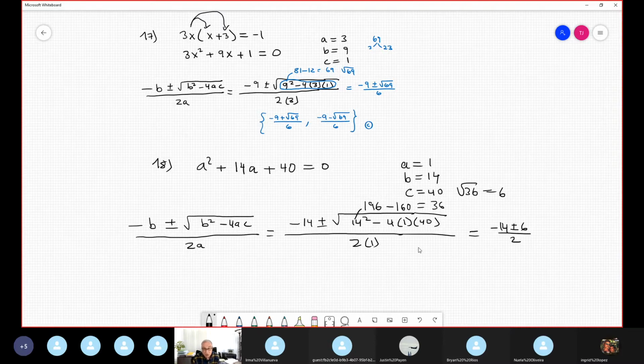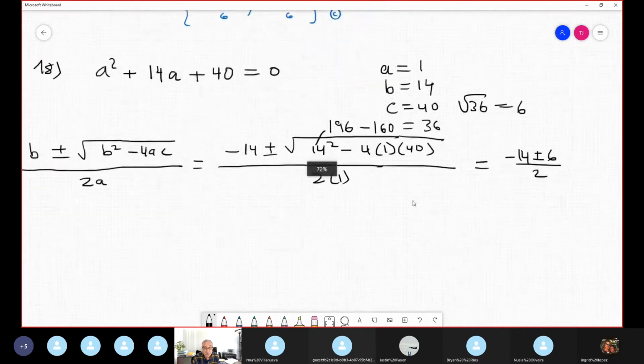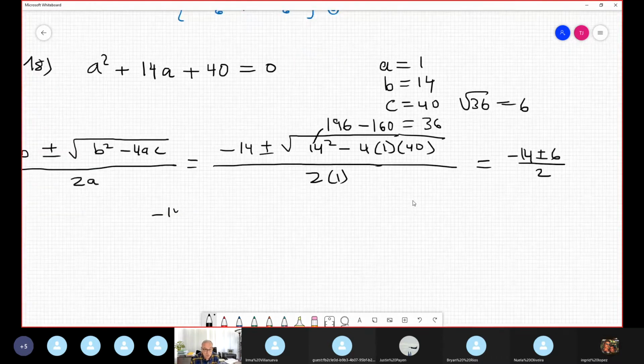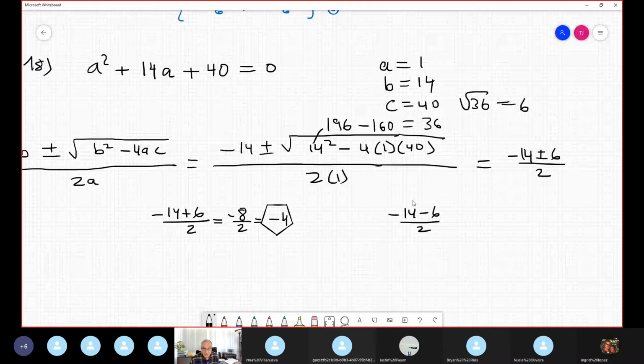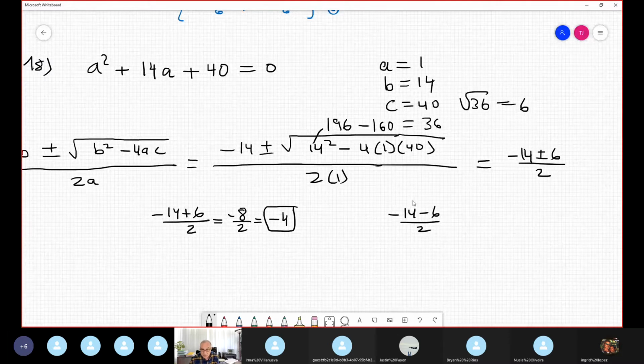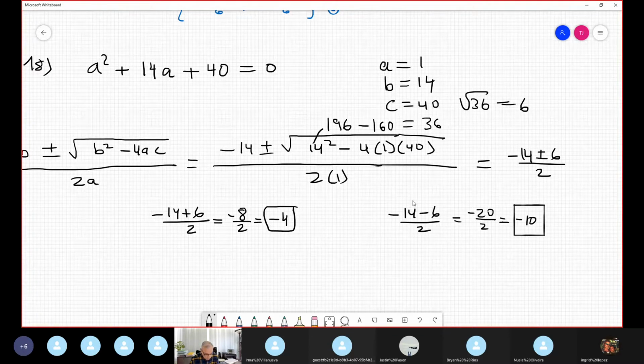So I like very much to split this answer into pieces. The first one is minus 14 plus 6 divided by 2, and minus 14 minus 6 divided by 2. This is minus 8 over 2, which is negative 4. And this is my first solution. And my second solution, wow, is minus 20 over 2, negative 10. So we have two solutions. The solution is negative 4 and negative 10, which is option C again.